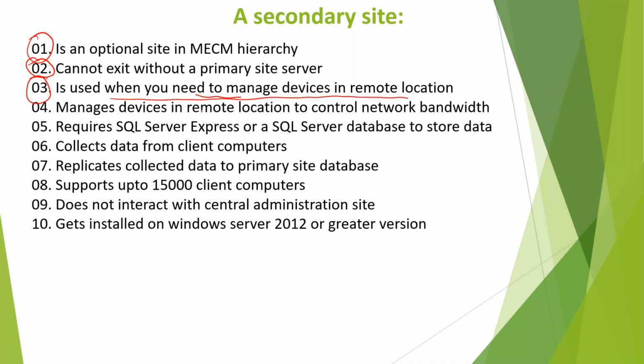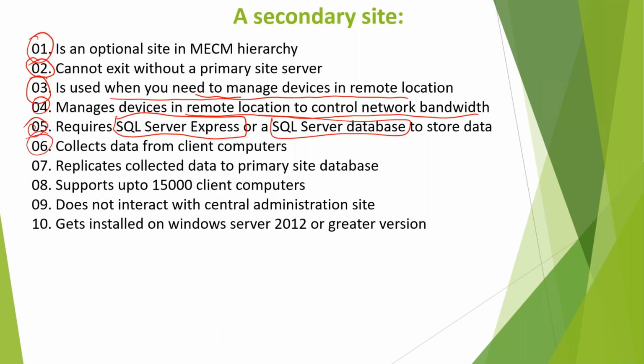Why? Because of controlling the network bandwidth. Otherwise, if the primary site starts managing devices over the WAN, the network will be choked up. So that's the reason we need the help of a secondary site. Now secondary needs a database as well. Either you go with SQL Express or SQL Server database, anything of your choice. But we will go with SQL Express, because this is free of cost. Generally we use this in production environments too.